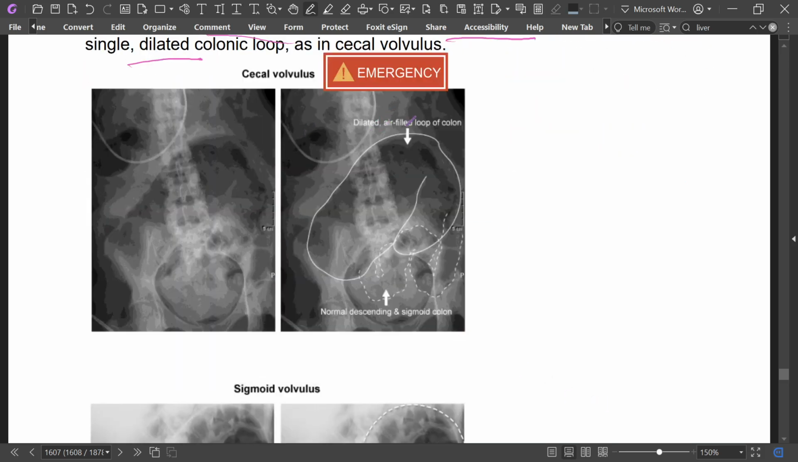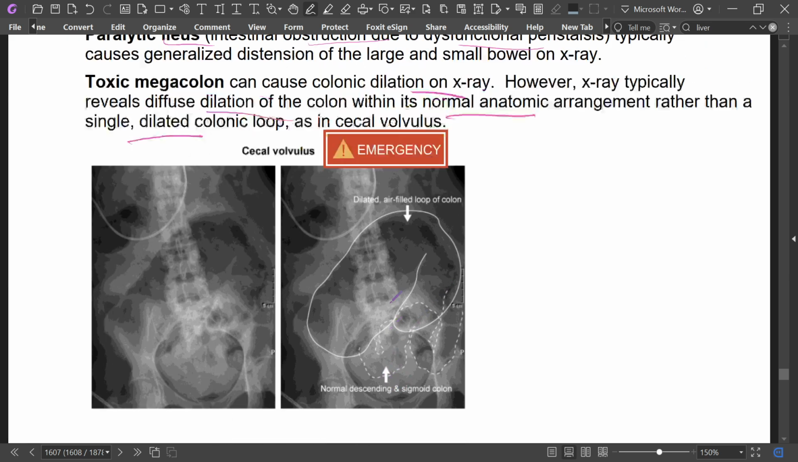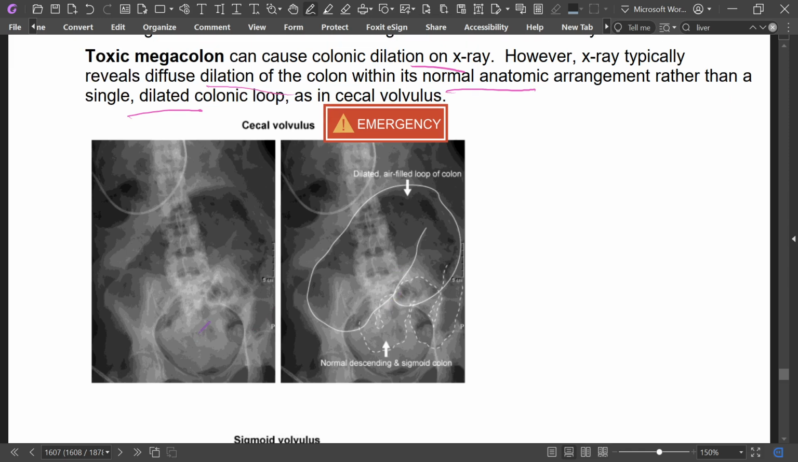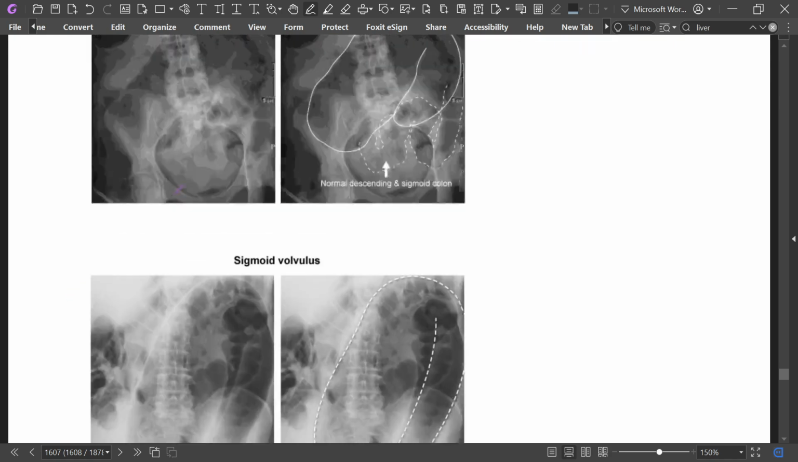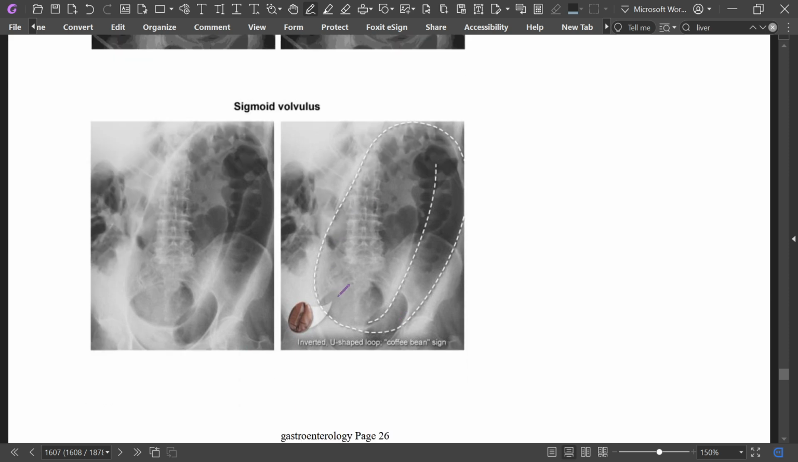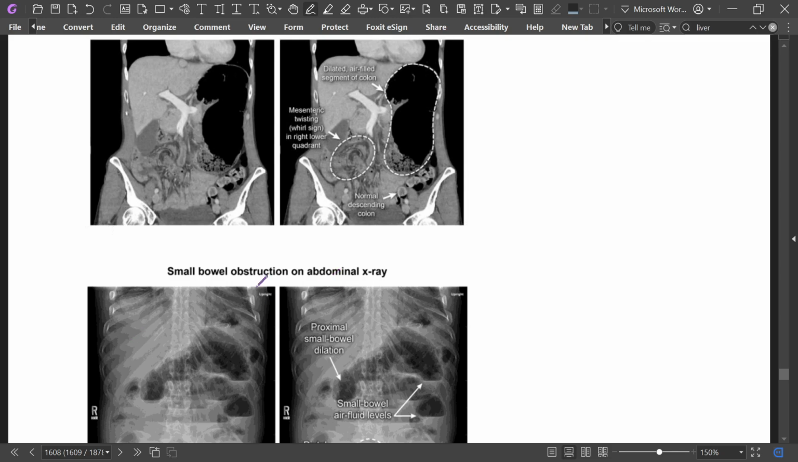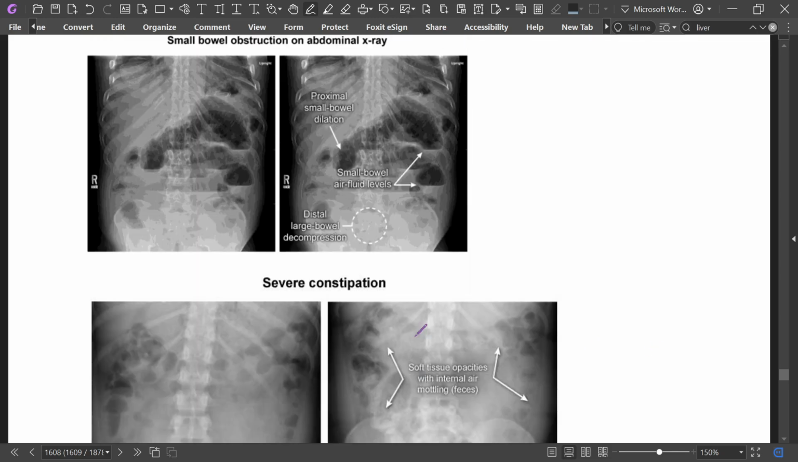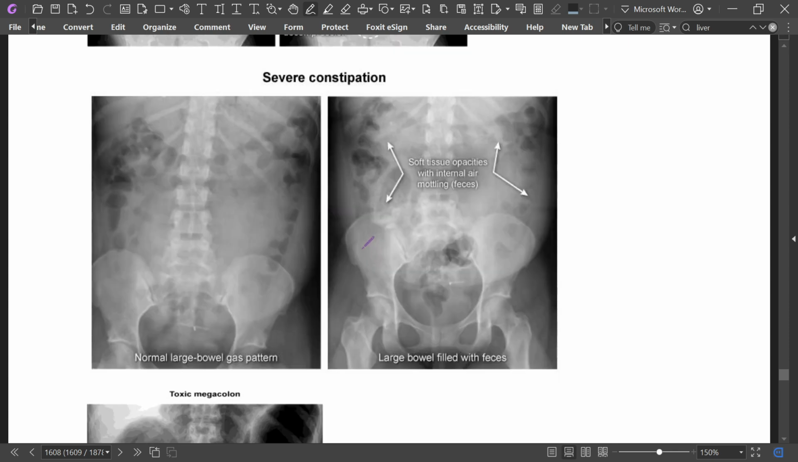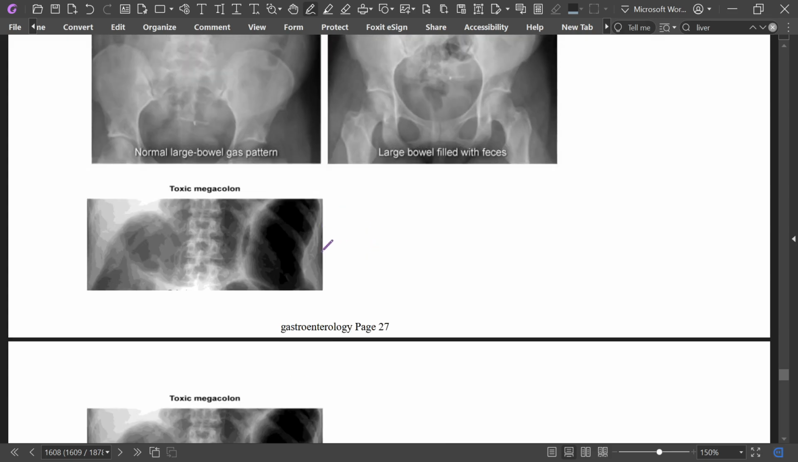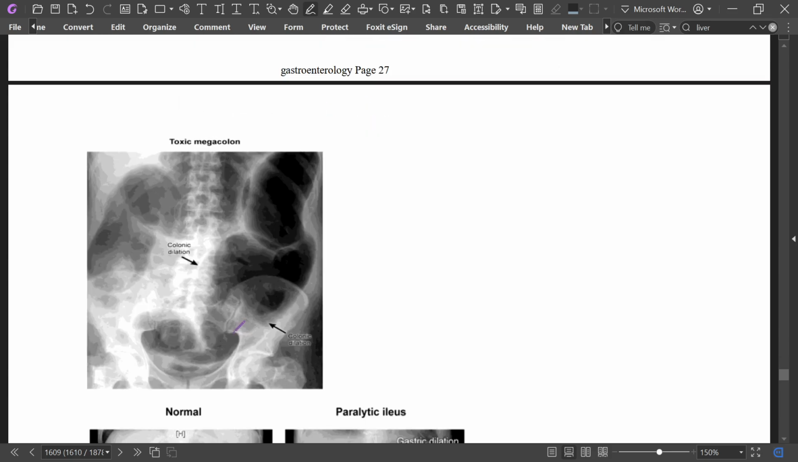This is cecal volvulus: a dilated air-filled loop of the colon, with normal descending and sigmoid colon. This is cecal volvulus, and this is sigmoid volvulus, with the inverted U and coffee bean shape. Small bowel obstruction on X-ray shows air fluid levels. Severe constipation, and this is the large bowel with colonic dilatation.